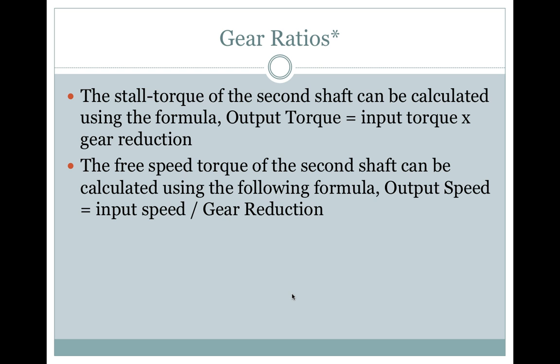The stall torque of the second shaft can be calculated using the formula output torque equals input torque times gear reduction. The free speed of the second shaft can be calculated using the formula output speed equals input speed divided by gear reduction. That ends part 1.